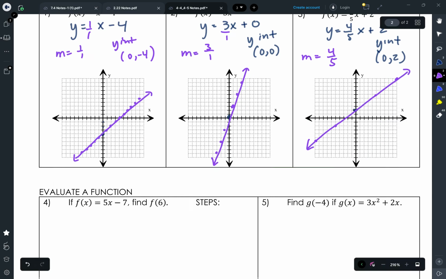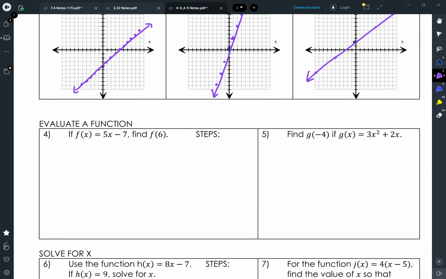So next we're evaluating a function. If f of x is 5x minus 7, find f of 6. So notice that the 6 is in the parentheses where the x is. Okay, so that gives us a clue as to what we're doing. We are going to sub 6 in for x and simplify. So that means f of 6 is going to equal 5 times 6 minus 7.